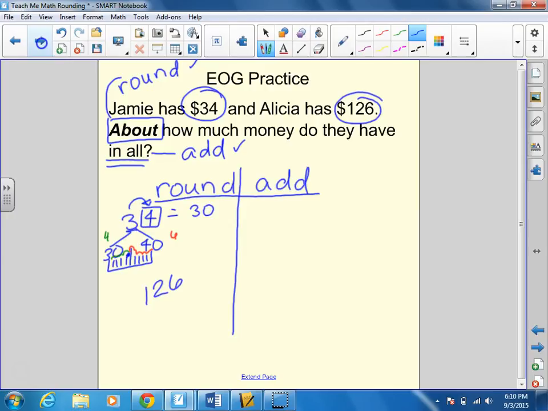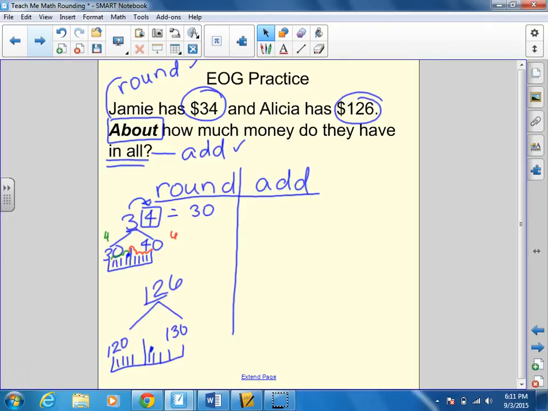126. 126, we underline the tens place. We know that since 2 is in the tens place value, or 20, this has to be 120 and then 130. We simply create our number line again, 20, 21, 22, 23, 24, 25, 26, 27, 28, 29, 30. Now, we locate where 126 will be on the number line, and we calculate our jumps.